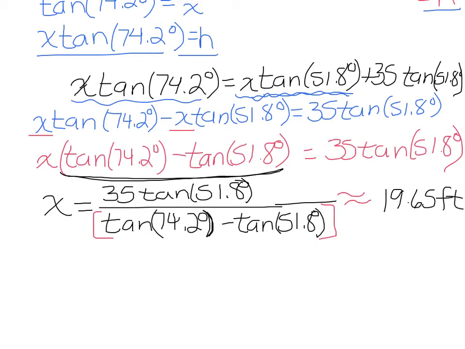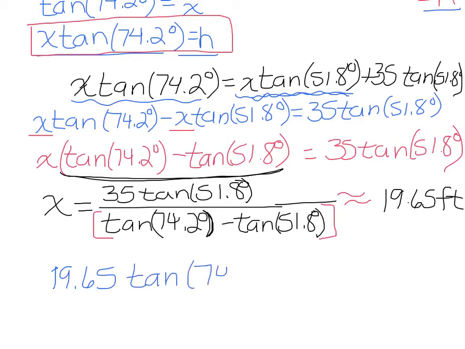But guess what? x isn't really what we're solving for. What we really want to solve for is the height of the building. So if you recall up here, we can go back up to this equation, and we can say, well, 19.65 times the tangent of 74.2 degrees equals h, and if you do that properly, you'll find out that h is approximately 69.451 feet, or 69.5 feet.